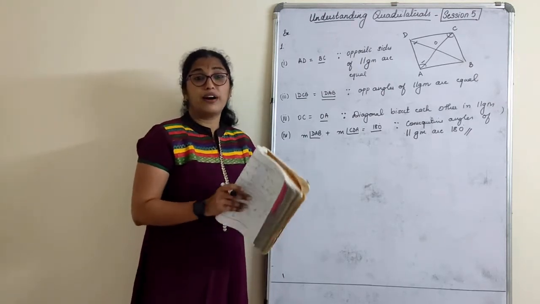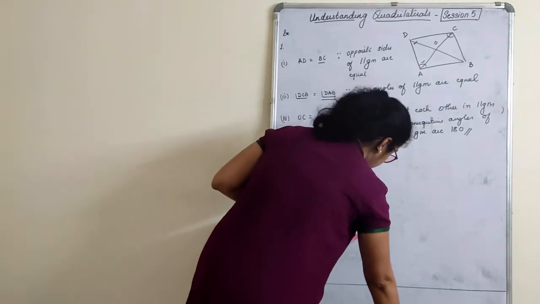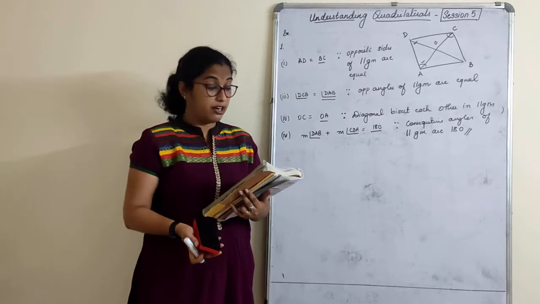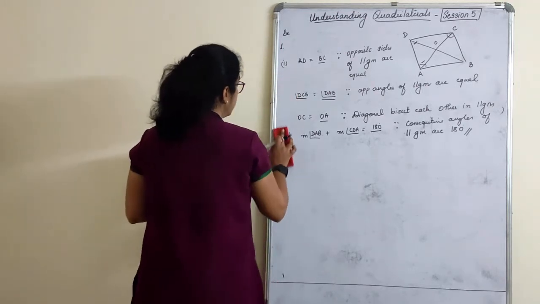This can be asked for 1 mark or MCQ questions. Okay. Next question what they have given. Consider the following parallelograms. These all are parallelograms. Find the value of unknown x, y and z.